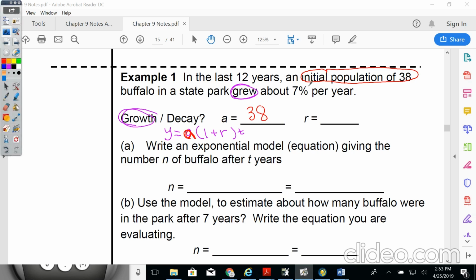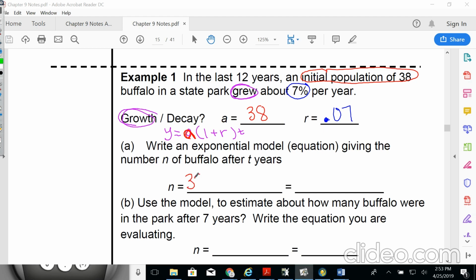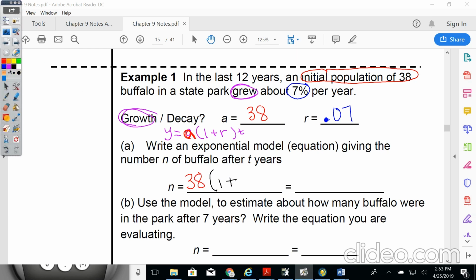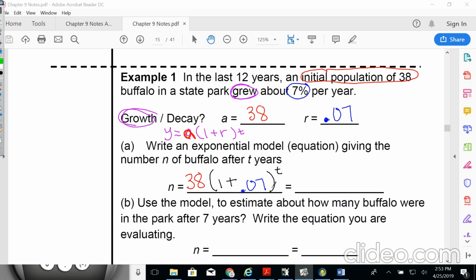And for my percentage, 7% as a decimal, we would just move it back twice, dividing by 100, which makes it 0.07. So making our equation, y equals, or n equals, either way, 38 is the initial population, and we do 1 plus, since it's growth. R is 0.07, so we want to add 0.07 to it. And because it's asking for an equation, we're going to leave t as t. We'll plug in a number for t later, but right here is just the equation. So our equation is 38 times 1.07 to the t power.